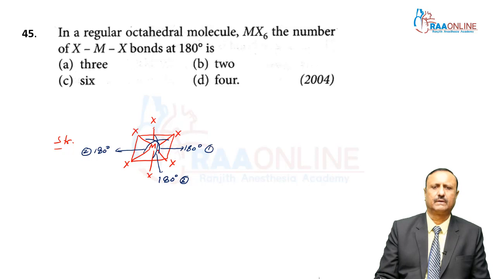So my dear students, you can see 3 bond angles of 180 degrees are present, and these are between X, M and X; X, M and X; X, M and X. So my dear students, the answer is 3.